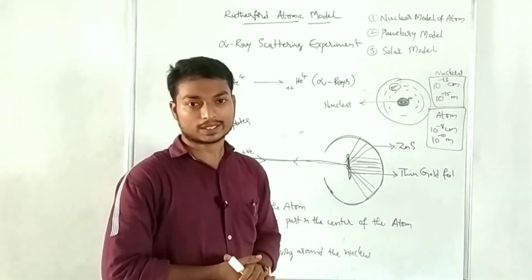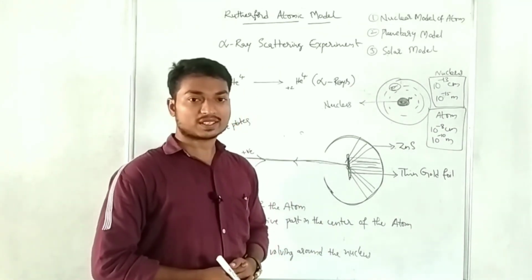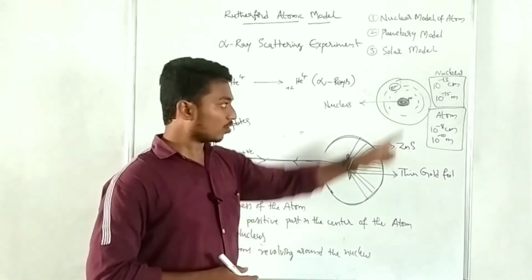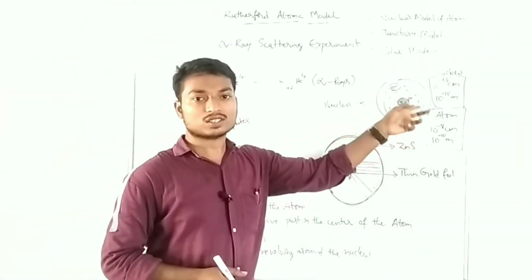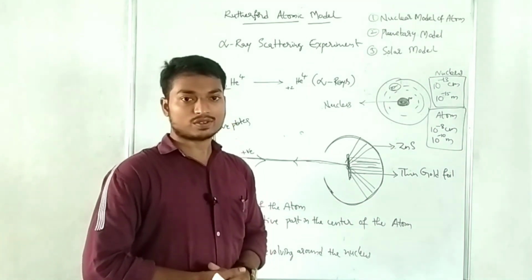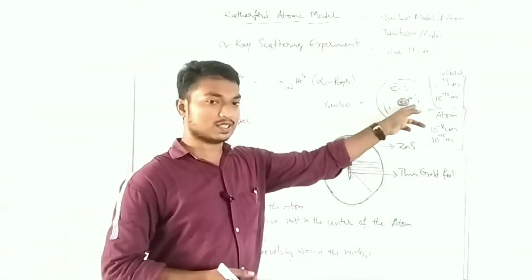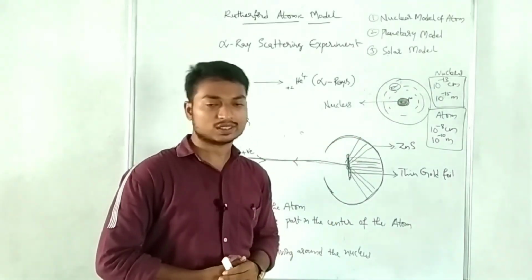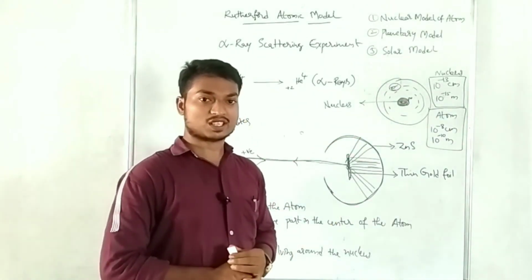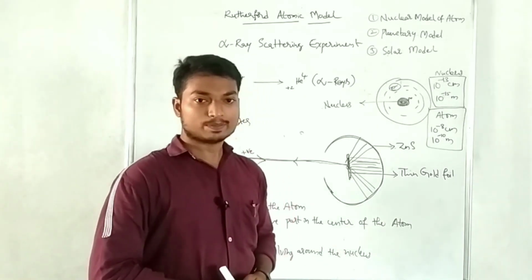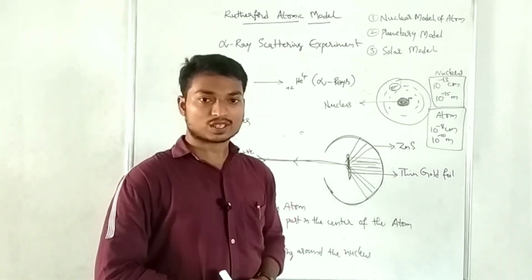This is one of the drawbacks. And another drawback is that the arrangement of electrons around the nucleus is not given by the Rutherford atomic model. How the electrons are arranged around the nucleus in the atom is not explained. This is also one of the drawbacks. So this is the brief information about Rutherford's atomic model.